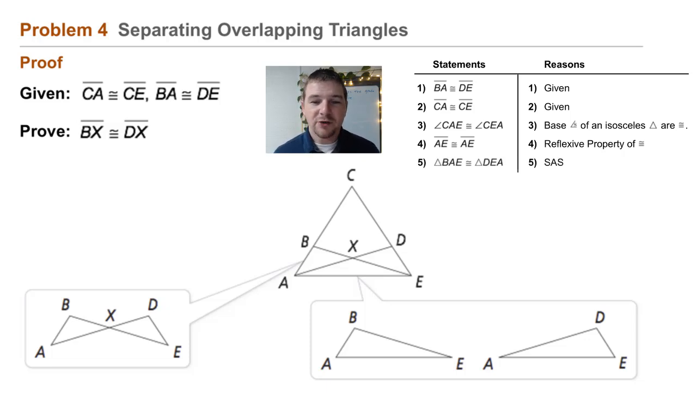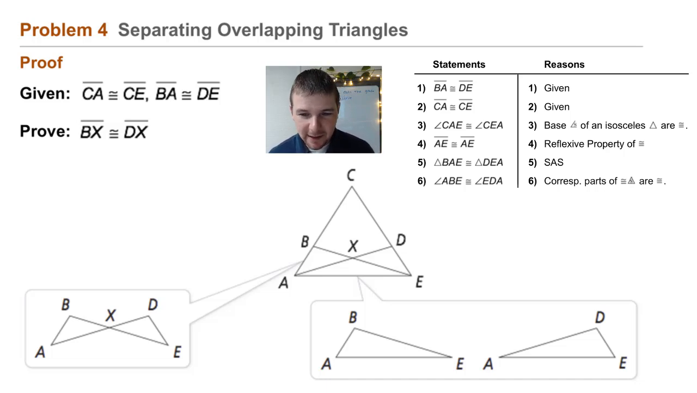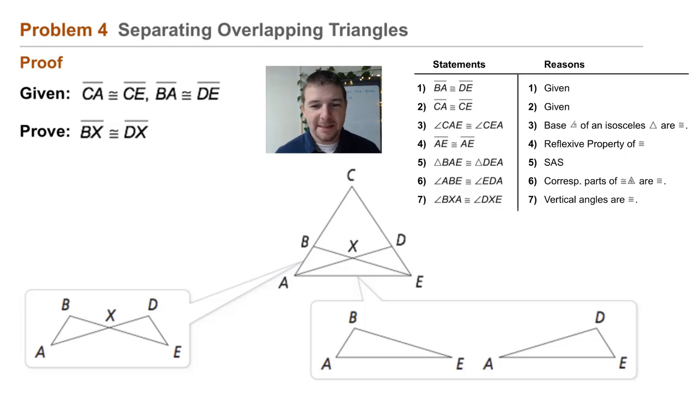Statement 5, triangle BAE is congruent to triangle DEA by side angle side. Statement 6, angle ABE is congruent to angle EDA by CPCTC. Statement 7, angle BXA is congruent to angle DXE because vertical angles are congruent.